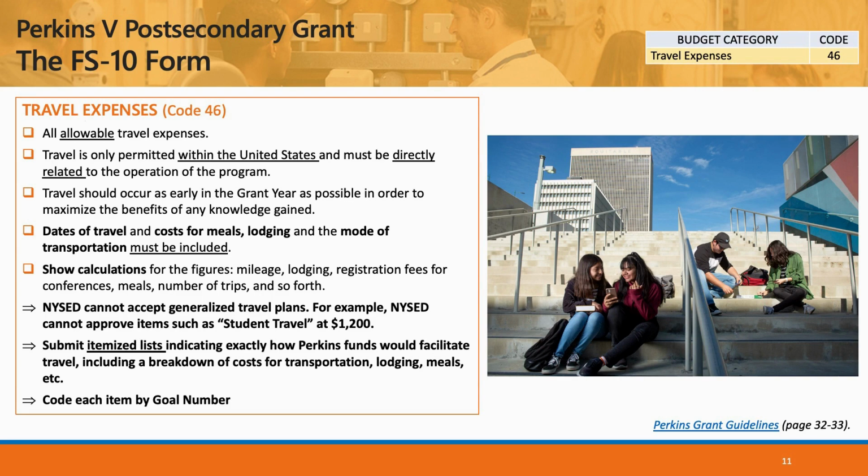Please be aware that the New York State Education Department cannot accept generalized travel plans. For example, the New York State Education Department cannot approve items such as student travel at $1,200. More specific information is required for the New York State Education Department to approve such expenses. Submit itemized lists indicating exactly how Perkins funds will facilitate travel, including a breakdown of costs for transportation, lodging, meals, etc. Code each item by goal number, as done in all other budget categories.